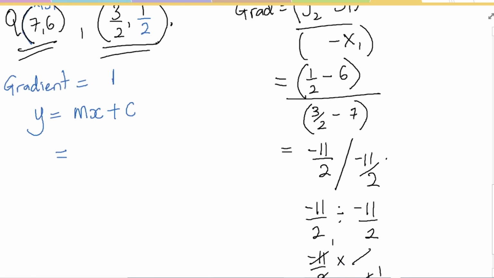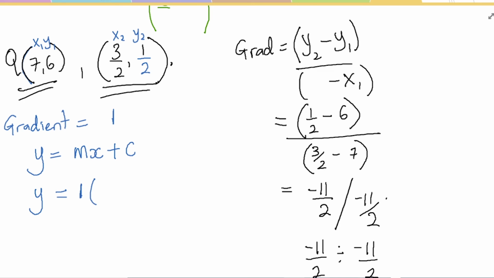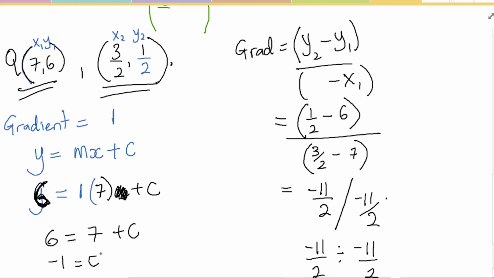All right, so let's just pick this point here. It is 7,6. My value of y is going to be equal to mx plus c, where our value of m, the gradient, is 1, times x. Let's choose x as 7. My value of y is 6. So 6 is equal to 1 times 7, which is 7, plus c. So 6 minus 7 is negative 1, which is equal to c. So our value of c is negative 1.